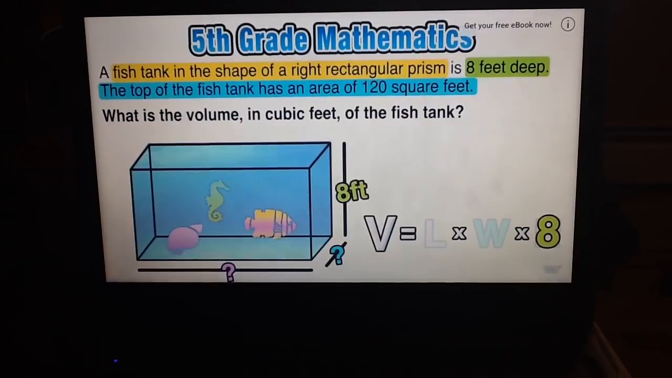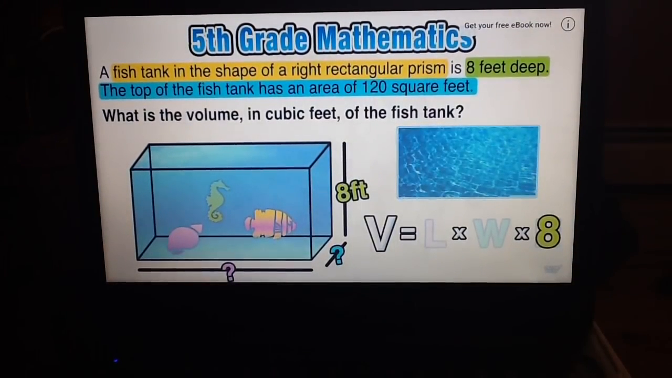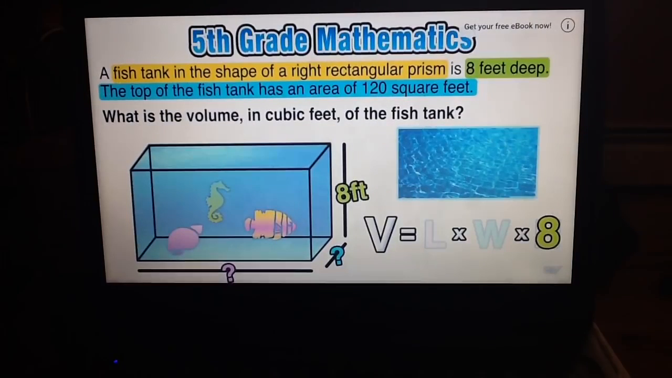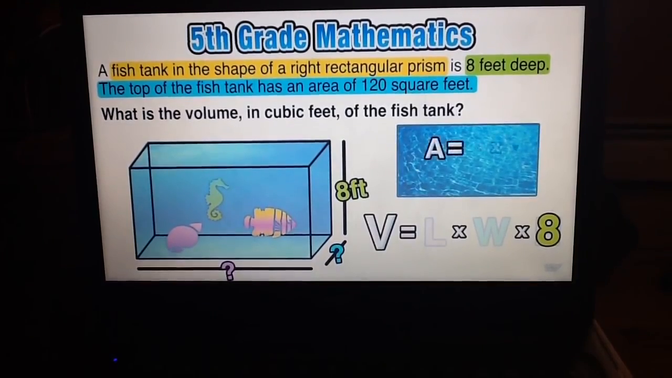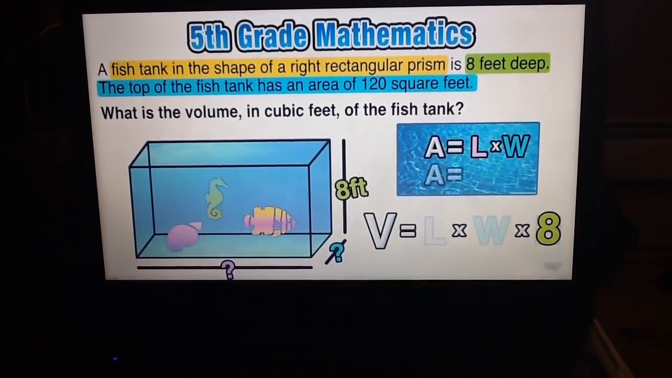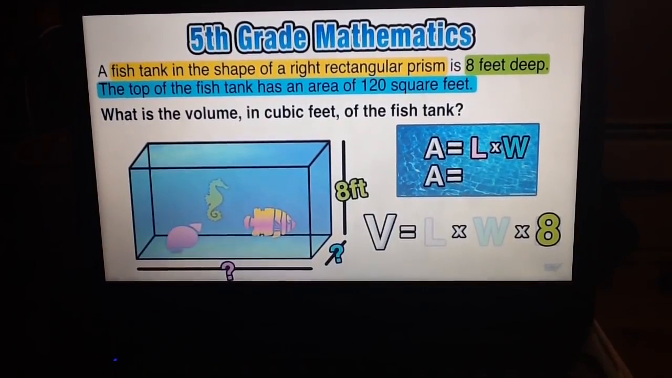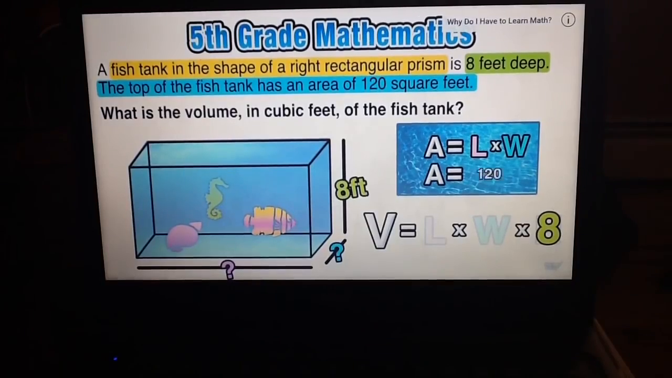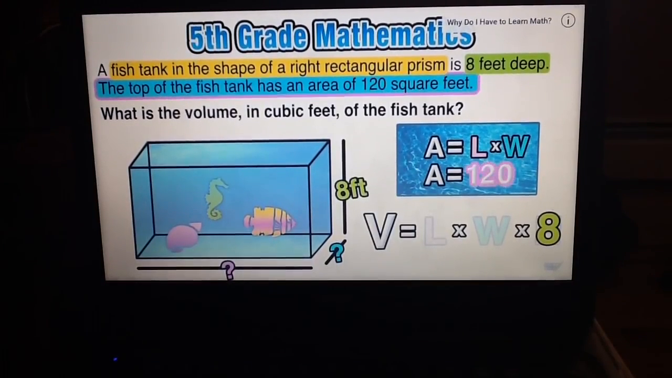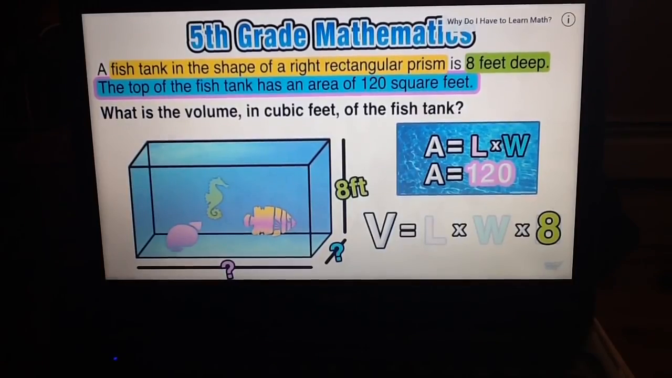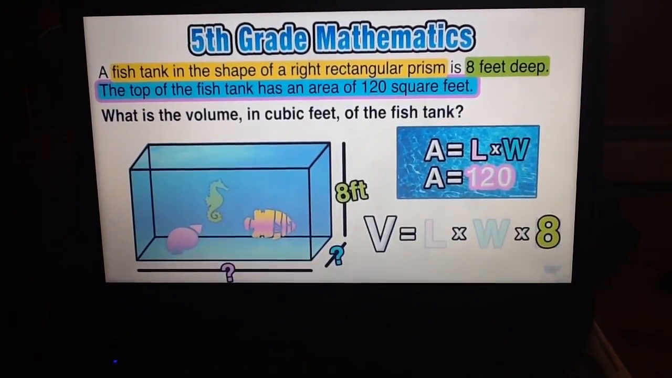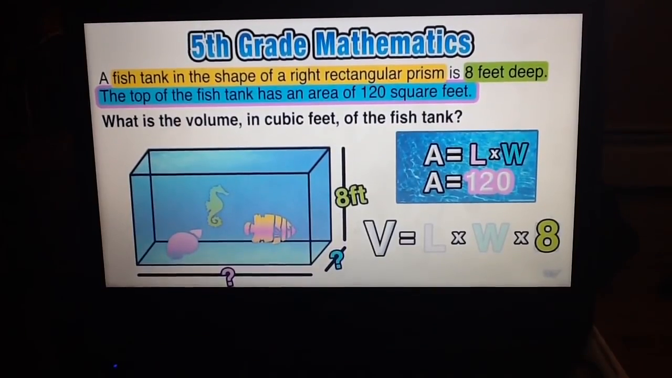But what we do know is that the top of the fish tank has an area of 120 square feet. Now, the top of this fish tank is just a flat rectangle, and we should already know that the area of a rectangle is just length times width. So whatever the length times width is going to equal the area, and we already know that L times W for this particular shape is going to equal 120. So even though we don't know the exact measurements of the length and width of the fish tank, we know that their product is going to be 120.